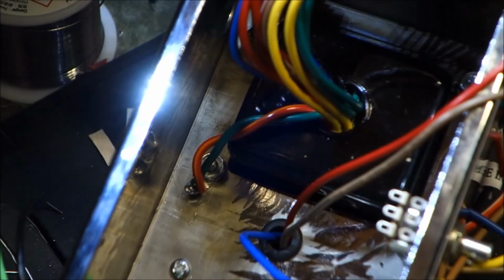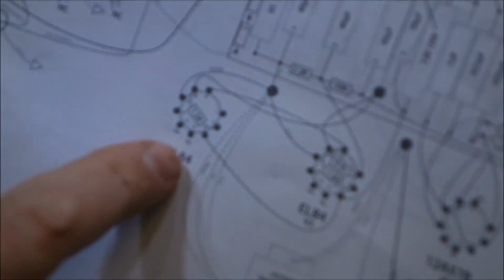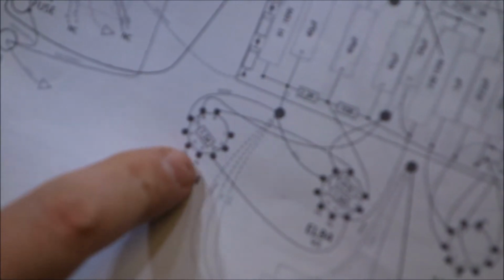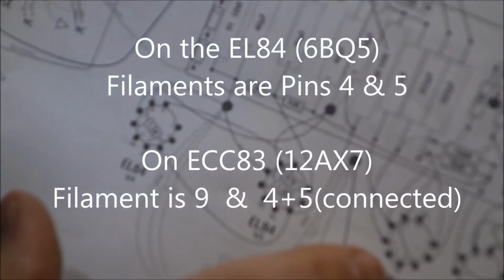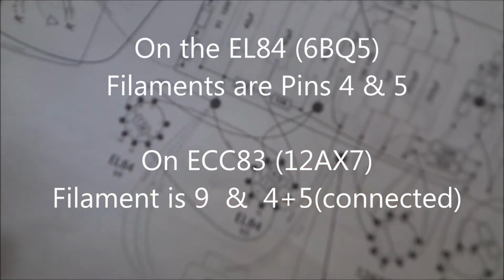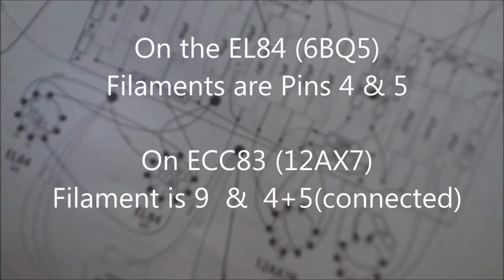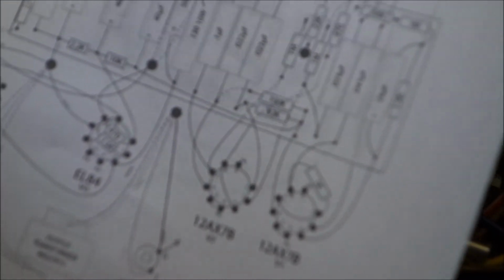And now we're going to work on filaments. So if we're going to work on filaments, we are looking at pins 5 and 4 on the EL84s and pins 4, 5, and 9 on the 12AX7s. I'm going to use a little bit heavier gauge wire than was in the kit, and that's just personal preference. It is not required.